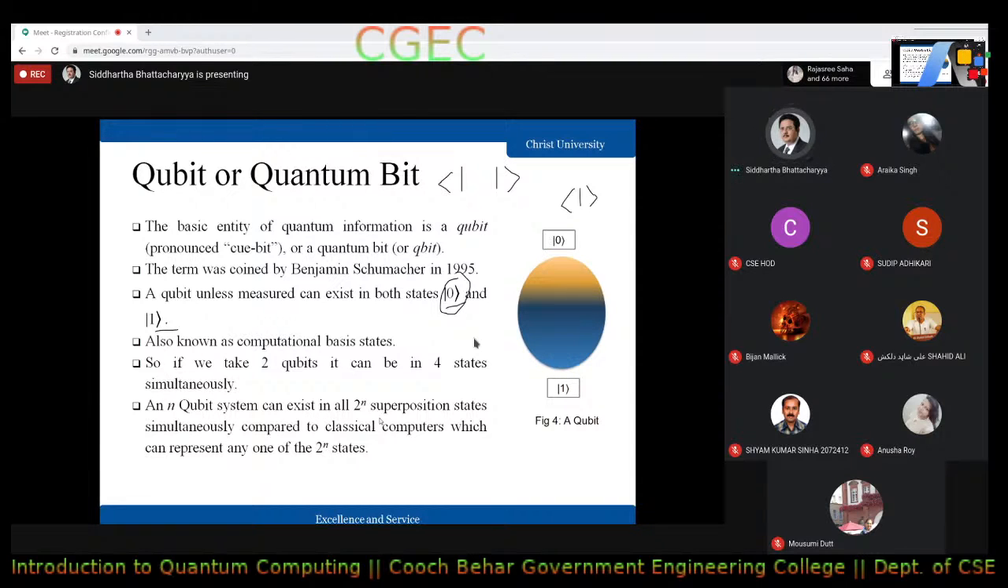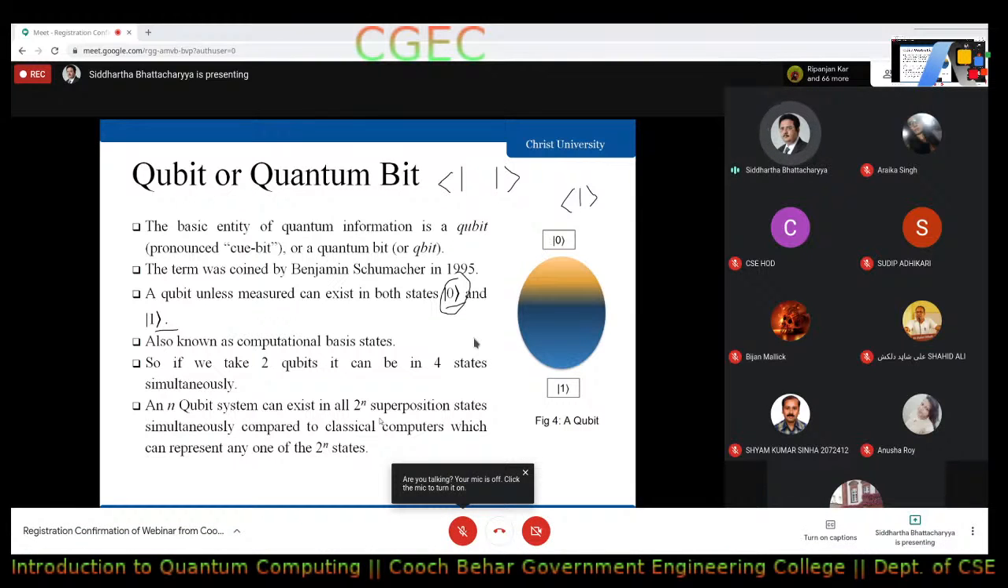That means you are given a possibility of manipulating a larger number of states simultaneously compared to the classical computer, which can handle or manipulate only one single bit or one single value at any point of time. That's why there is a scope for parallelism. You can manipulate different values in superposition in parallel. So that speeds up the entire computing procedure.